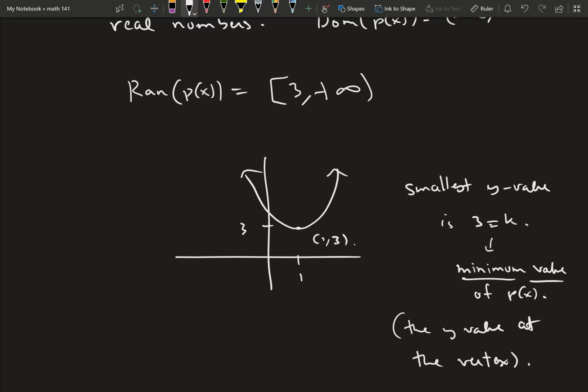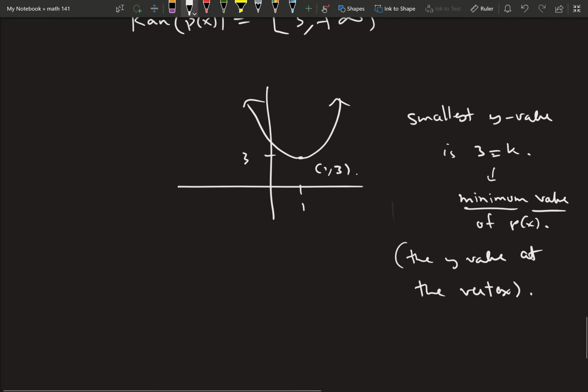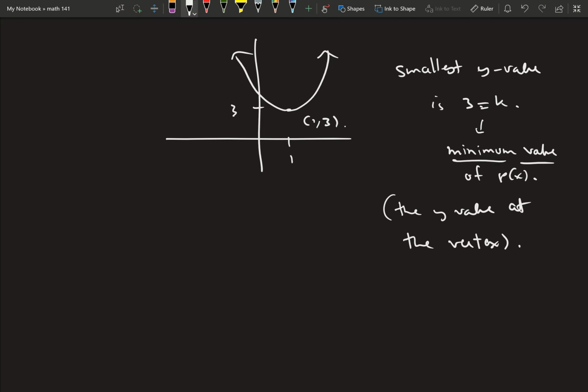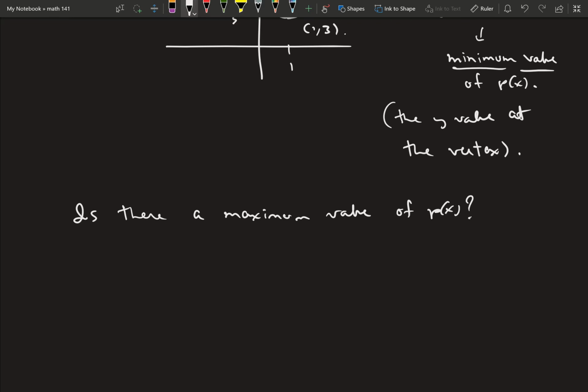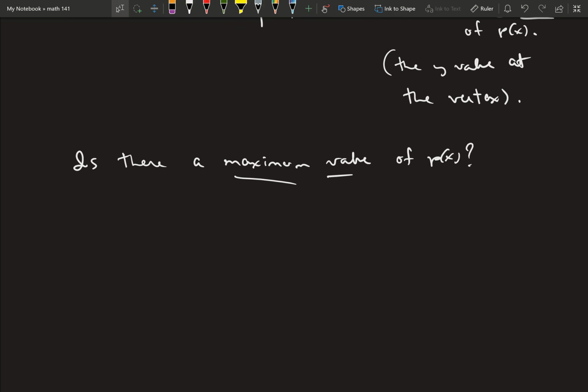So we found our range, we found our domain, we found our minimum value. The last thing is: is there a maximum value of p of x? Now, what is a maximum value in general? I haven't really talked about it. I'm just using intuition. So before I jump into that, let me mention it in general. Suppose you had a function like this.